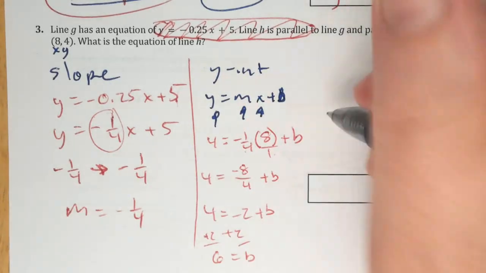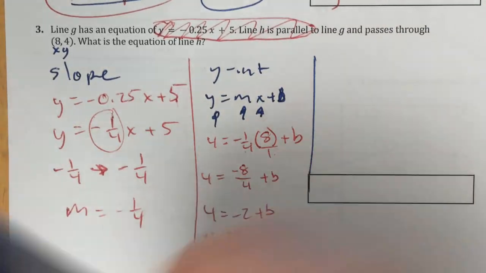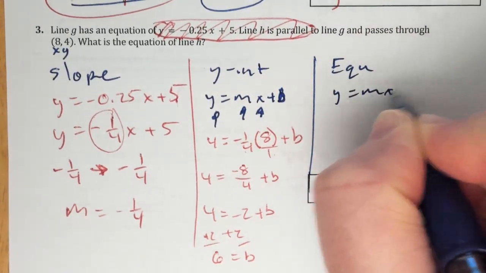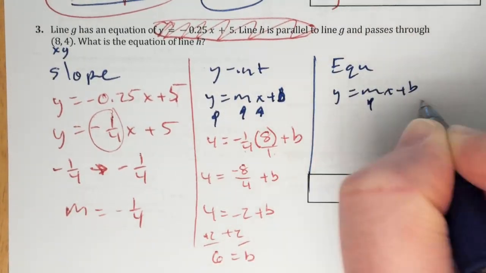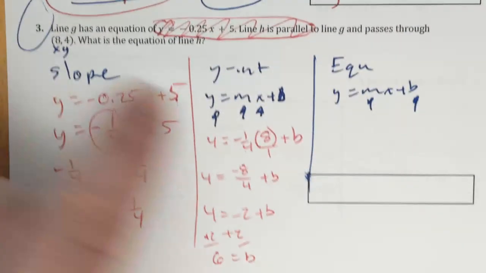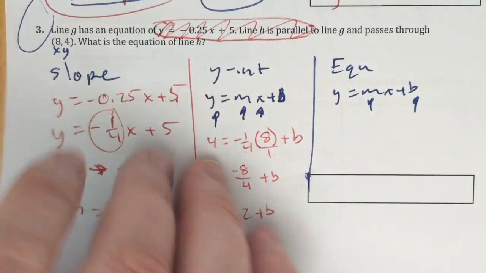All right, and your final step is write out the equation. So y equals mx plus b, where you plug in your m and your b, and I'll leave that part for you. So number 3, I got you all the way there. You just need to finish it off.